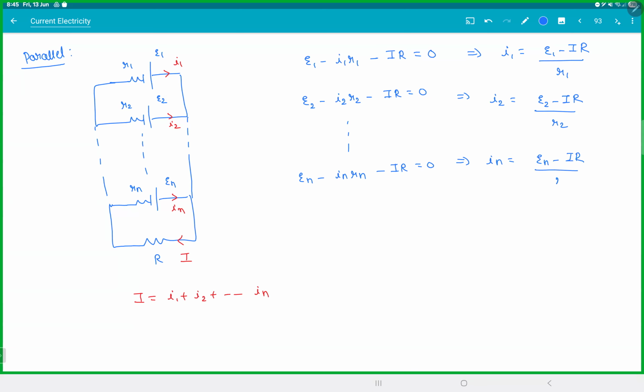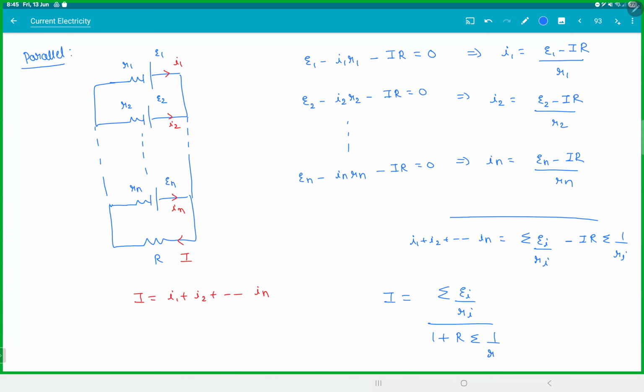And now if you add all of them, on the LHS you can see it becomes I1 plus I2 plus In. And this side, it becomes sigma Ei by Ri minus IR sigma 1 by Ri. And I1 plus I2 plus In is nothing but capital I. If you bring all capital I to one side and shift it, we get I is equal to sigma (Ei by Ri) divided by (1 plus R into sigma 1 by Ri). This is the current across the external resistor.